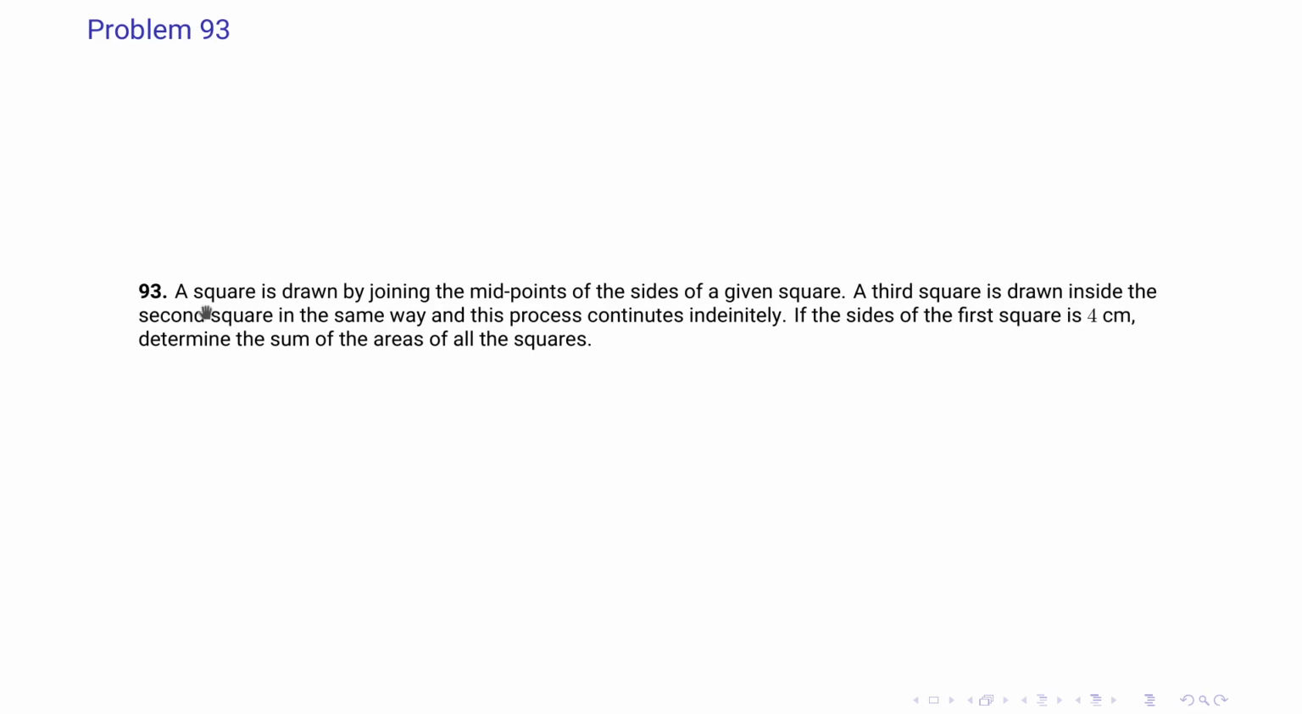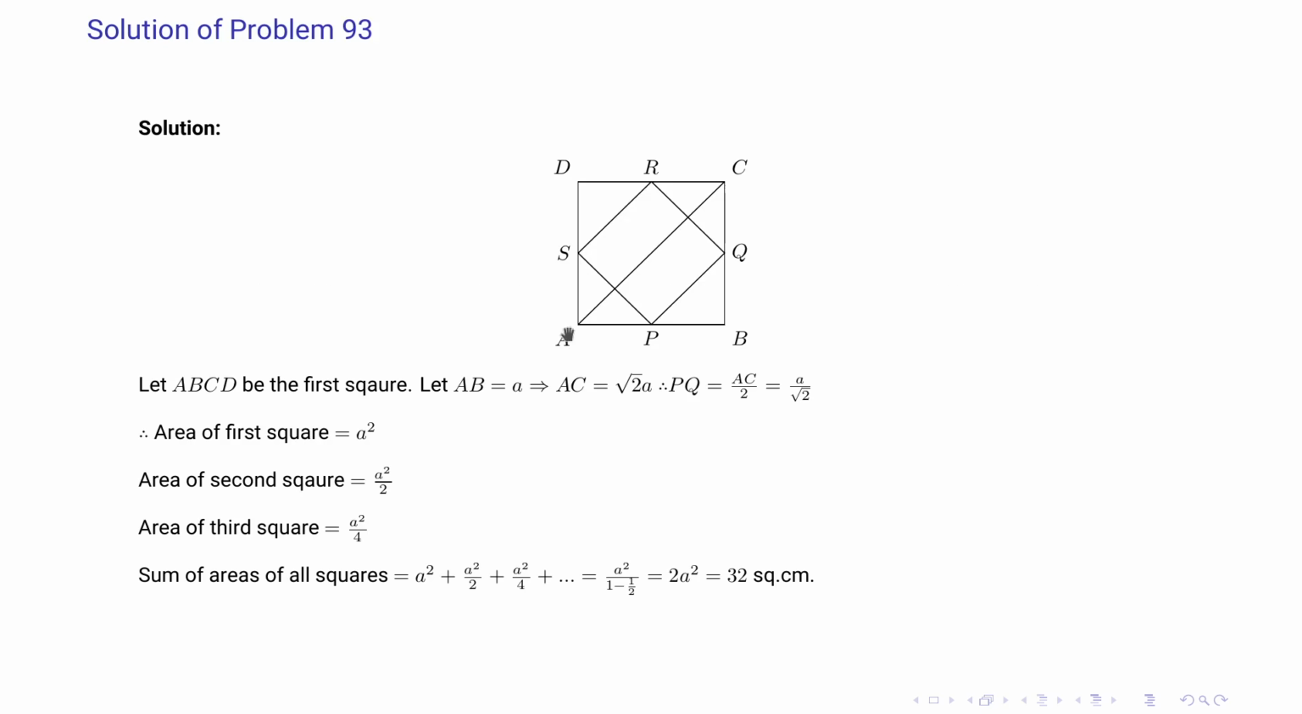Problem number 93 says that a square is drawn by joining the midpoints of the sides of a given square. A third square is drawn inside the second square in the same way, and this process continues indefinitely. If the side of the first square is 4 centimeter, determine the sum of the areas of all the squares.